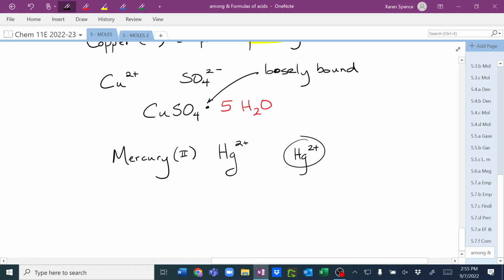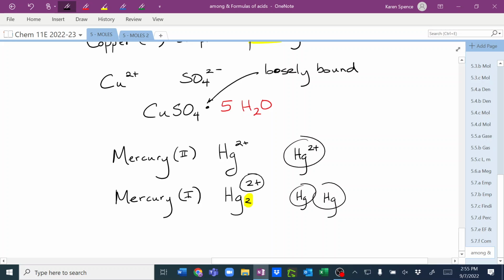Yay, that one's nice. Mercury 1 is different. It is actually Hg2 2 plus. Okay, weird. So how many mercury atoms are involved in this, or ions? How many mercury particles? 2, right? There's 2 of them. So if we actually looked at the structure of this thing, we'd have 2 mercuries. The total charge is +2. So what's the charge of each mercury? +1. So that's why it is mercury 1, because the charge of each mercury is 1.